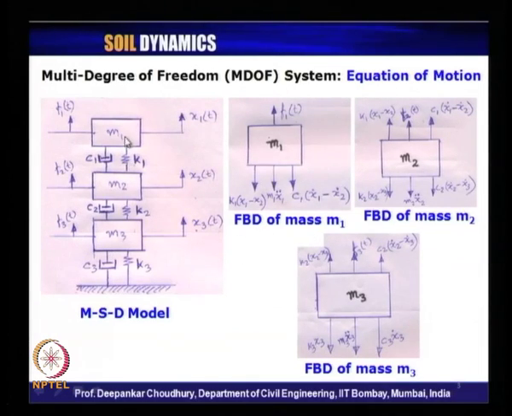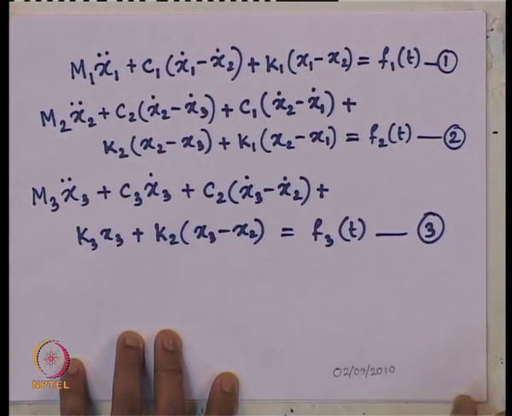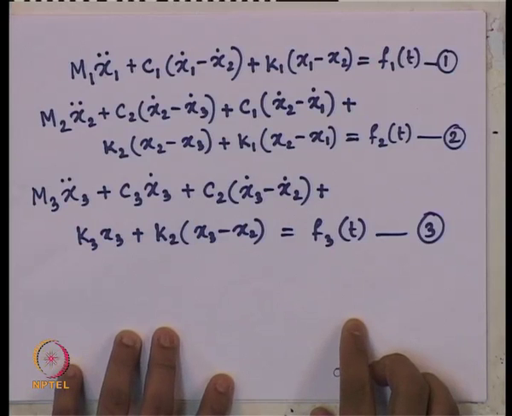from which we have drawn the free body diagram for each of these masses m1, m2 and m3. Forces acting for mass m1 are shown here, forces acting for mass m2 are shown here. To maintain the internal equilibrium, we have taken all the forces, and also the forces acting on mass m3 are shown here. Then what did we do? We applied D'Alembert's principle, that is equilibrium of all the forces in the vertical direction, and we had written 3 equations, one for each mass, and that equation was shown like this. So, these were the 3 equations we obtained from the free body diagram by applying D'Alembert's principle.